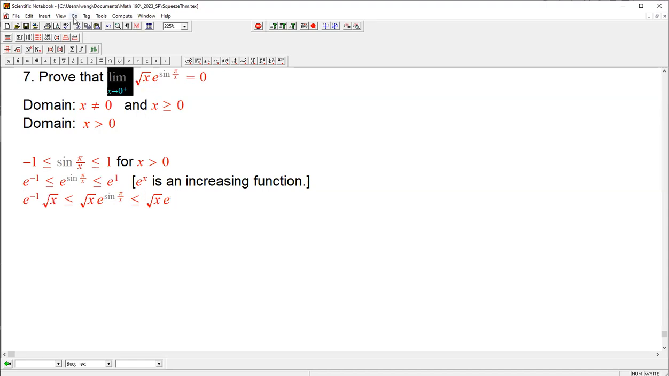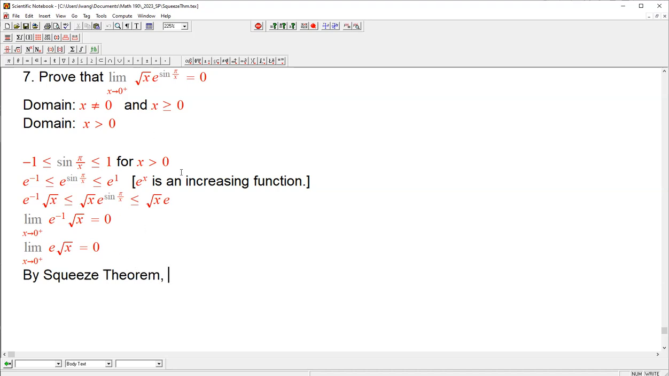Then we take limit as x approaching 0 from larger than 0 on e to the power -1 times root x, and that limit is a direct substitution, it's 0. The next limit, the function from above, is also equal to 0. Then by Squeeze theorem, the function that's squeezed in between has a limit, which is 0.